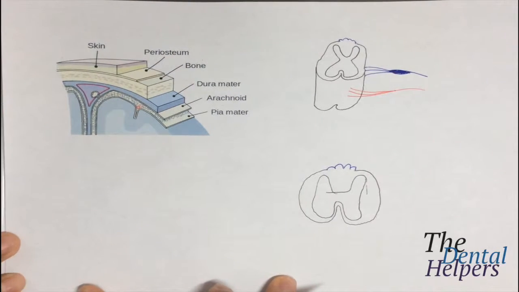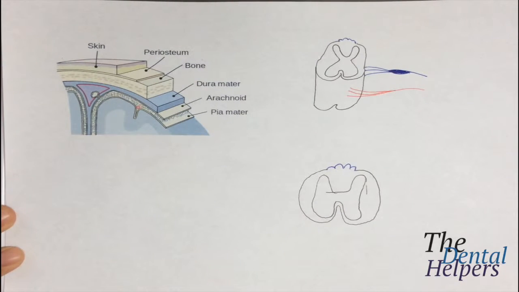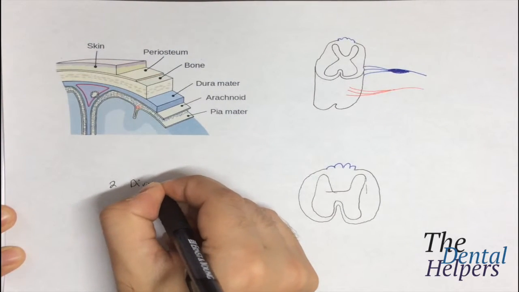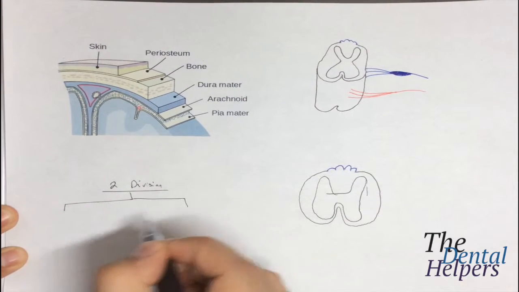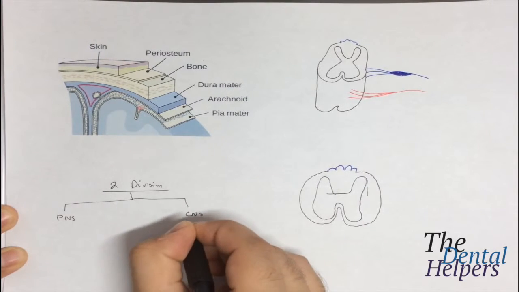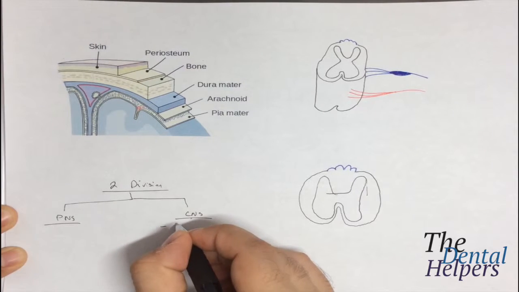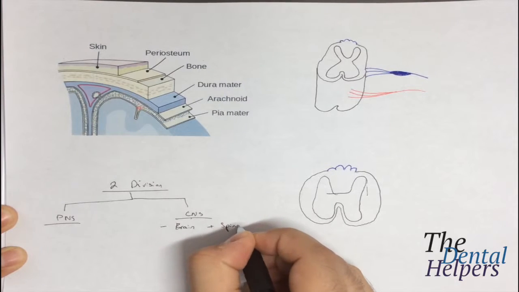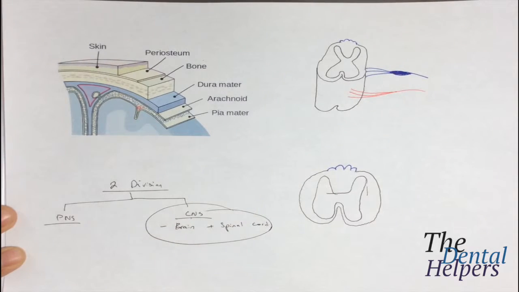So before we start, there's two main divisions of the nervous system that we should know. There are two divisions, and they are the peripheral nervous system and central nervous system. And so the CNS includes the brain plus the spinal cord. And this video is going to mainly be focusing on this.